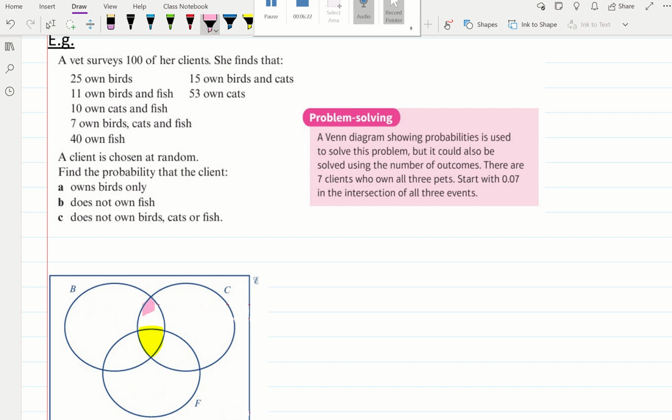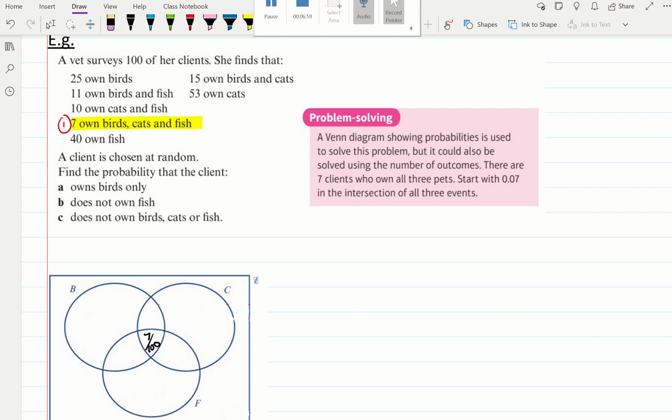And you start filling the intersections first. So the intersection of all three, then you have this intersection, then you have that intersection, and then you have this one as well. So we start with the intersection of all three. So here's my starting point. That's my number 1. 7, and it's 7 out of 100. Or you can put 0.07 as well. It doesn't really matter.